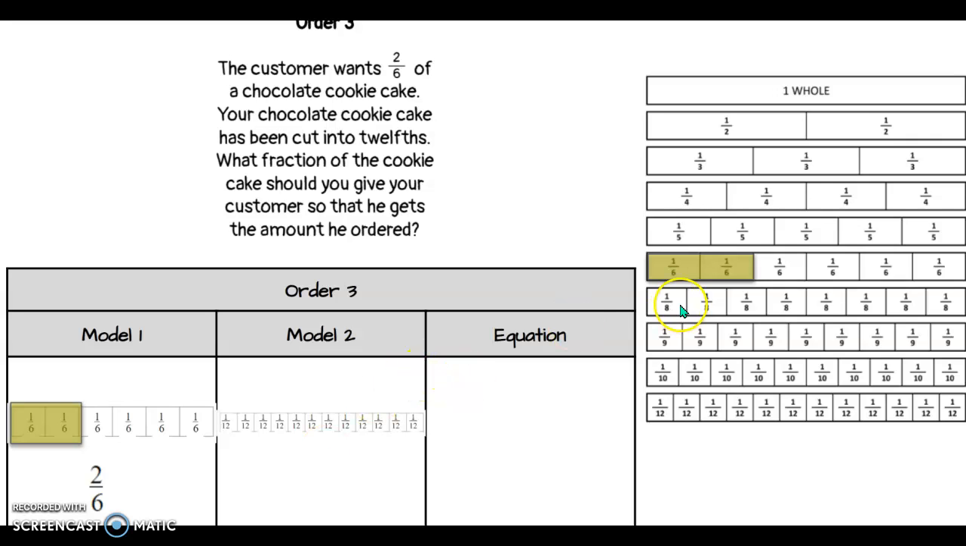Okay, and now I have to figure out how many 12ths that actually is equal to for my 6th. So I'm going to come over here and I see with my yellow paper, I'm going to go straight down until I get to 12ths, and I'm able to see that it stops right here. So I can see that 2/6 is equal to 1/12, 2/12, 3/12, 4/12. So I'm going to come back to my model and I'm going to color in 4/12, and of course I'm going to label it. Now that means that I can write my equation. So I know that 2/6 is equal to 4/12, or I could say that 4/12 is equal to 2/6.